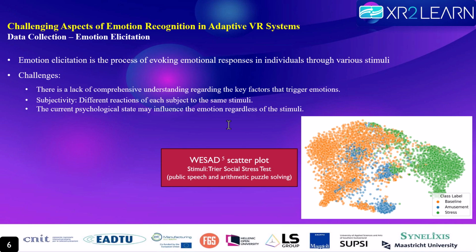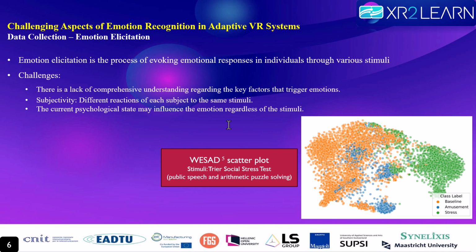Challenging aspects of emotion recognition in an adaptive VR setting. For data collection, there are a few challenges. The first one is emotion elicitation. Emotion elicitation is the process of evoking emotional response in individuals through various stimuli. Challenges are that there is a lack of comprehensive understanding regarding the key factors that trigger emotions.